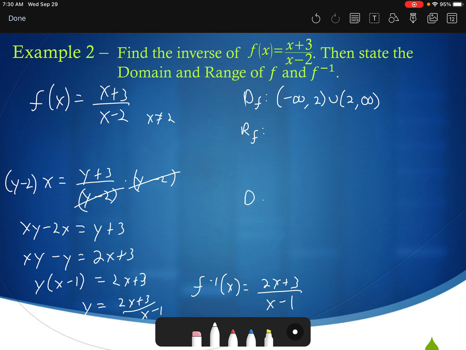Now, what is the domain of f inverse? Well, x can't be 1, correct? So negative infinity to 1 union 1 to infinity. Now, why did I leave the range open?